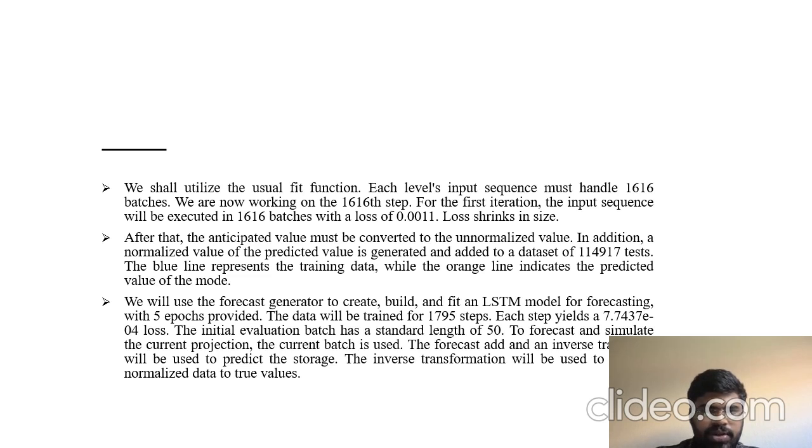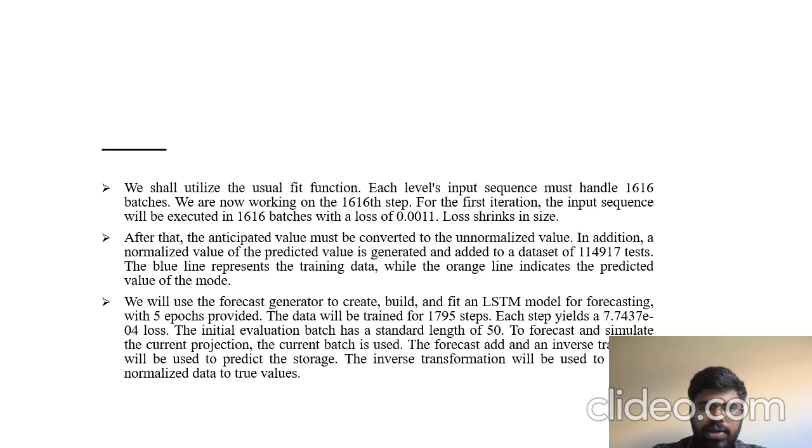the input sequence with 1668 batches, in 1616 batches with a loss of 0.0011. In addition, the normalized value is predicted and generated in a 114917 data set.